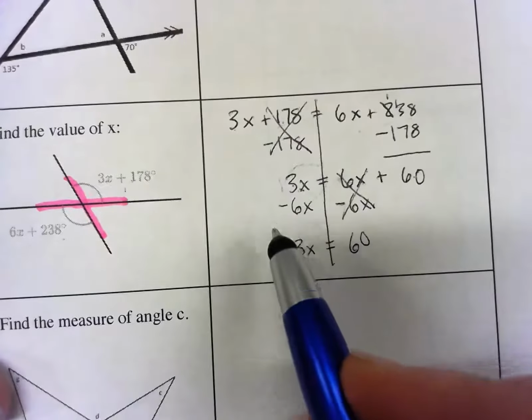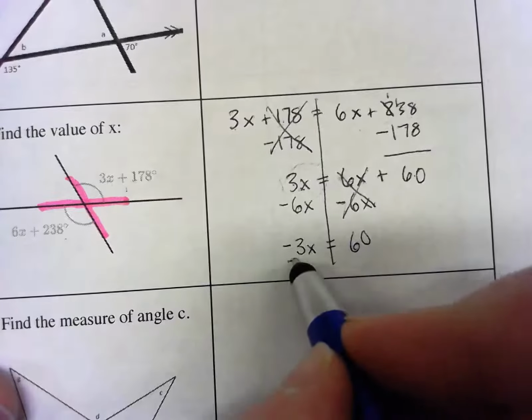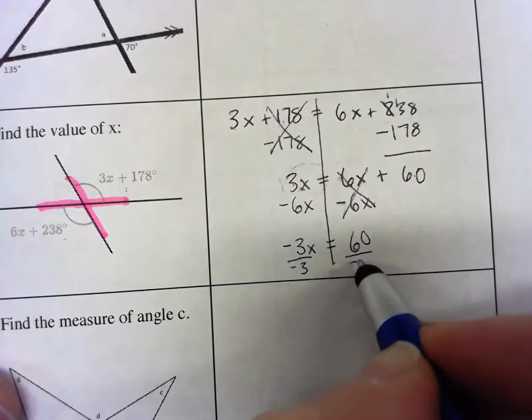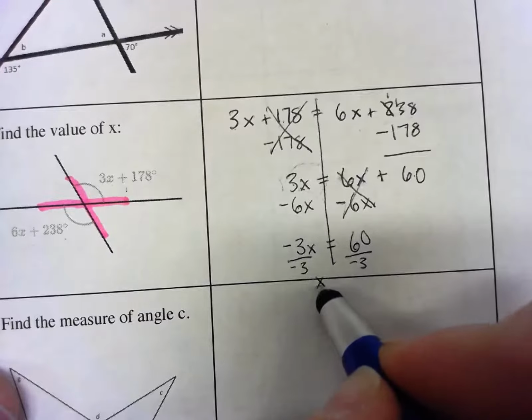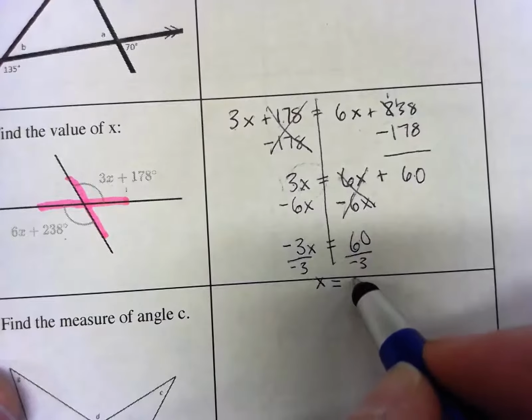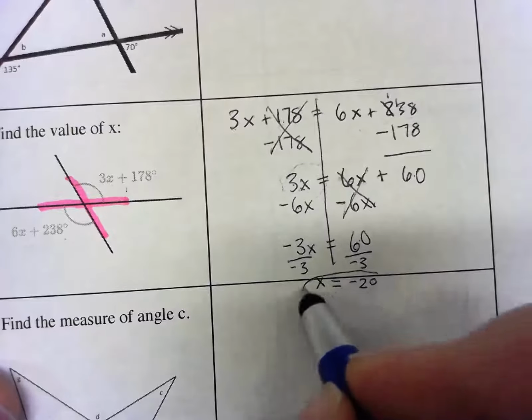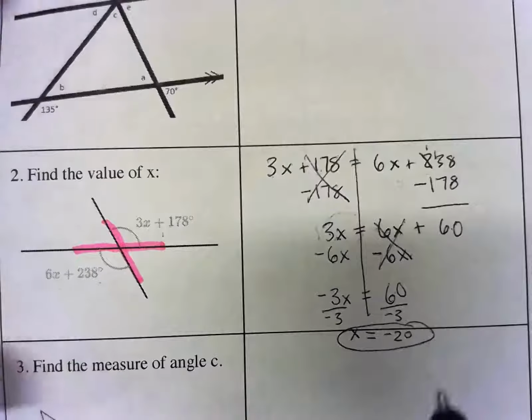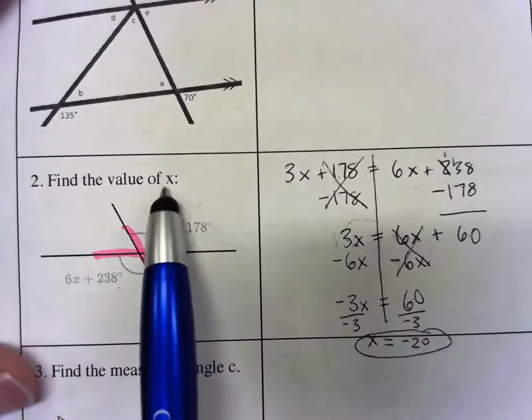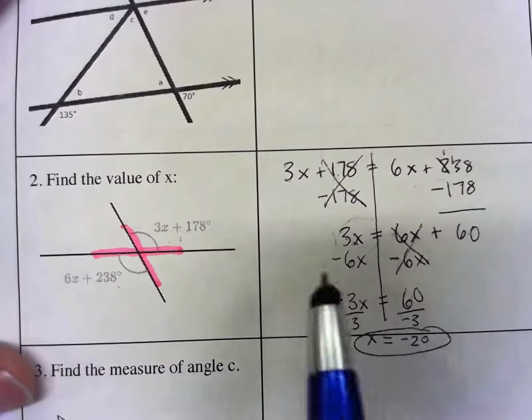And then my last step, I just need to get the x by itself. So I'm going to divide by negative 3 on this side, divide by negative 3 on this side, and I have x equals 60 divided by negative 3, which is negative 20. Since the question does not ask us to plug it back in, it just says find the value of x, which we did, we can stop right there.